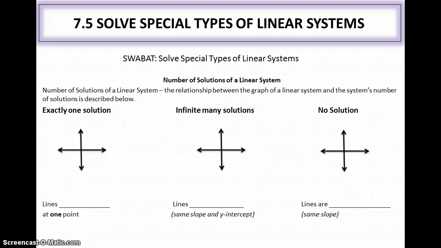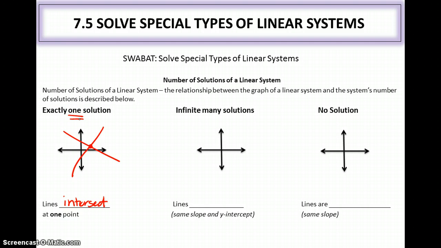We're going to read here the number of solutions. The number of solutions of a linear system is the relationship between the graph of the linear system and the system's number of solutions as described below. So this chart will pretty much tell us everything that we need to know. Here's what you've seen before: two different lines that intersect at one point. That's one solution.